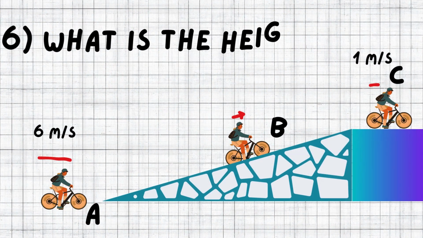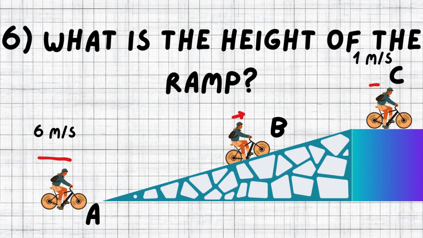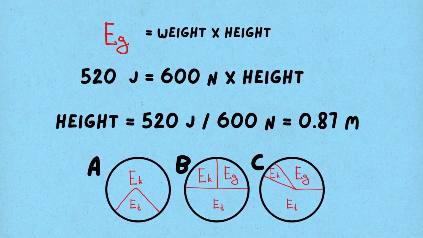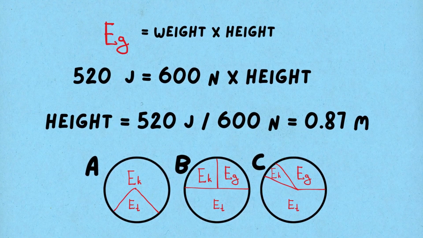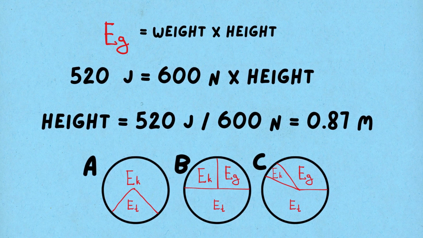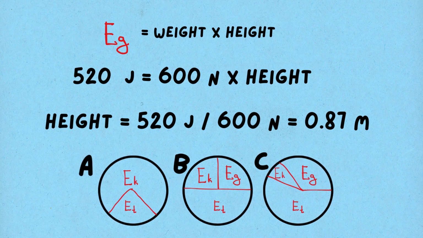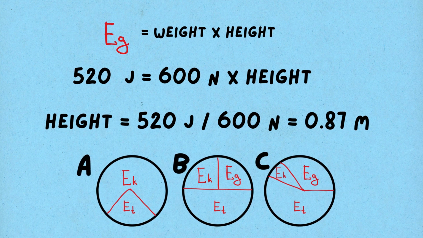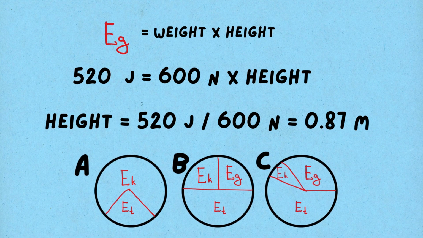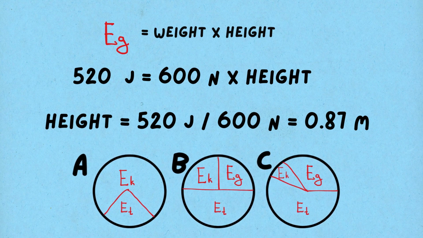Now we have to figure out the height of the ramp. The height of the ramp can be figured out by looking at the GPE at the top of the ramp. The gravitational potential energy at the top of the ramp is 520 joules. And EG equals weight times height. The weight of the biker is 600 newtons. So height will be equal to 0.87 meters.